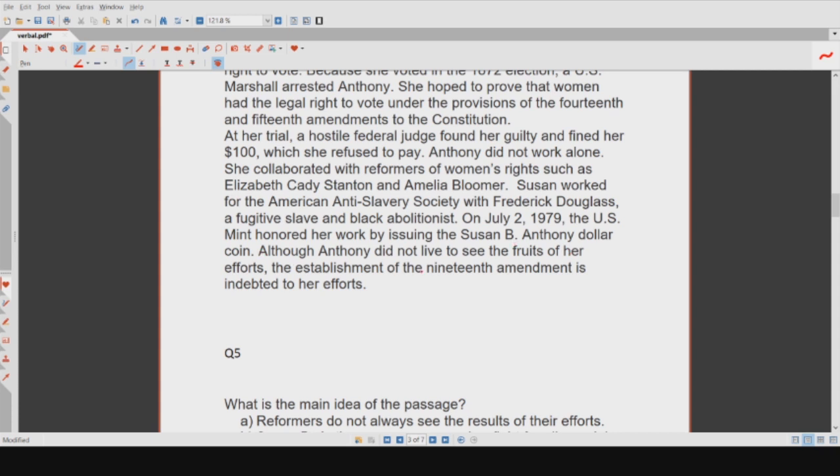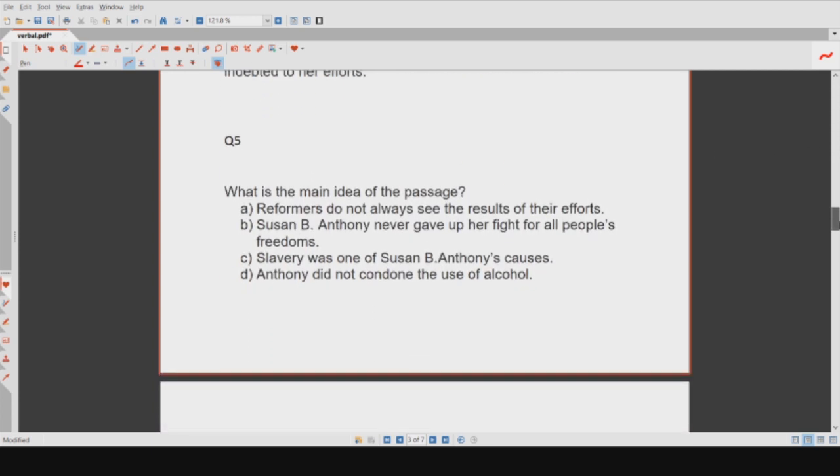Although Anthony did not live to see the fruits of her efforts, the establishment of the 19th Amendment is indebted to her efforts. So, after reading this complete paragraph carefully and with full concentration, next you have to move on to the sub questions that are given under the passage. So, the first sub question was, what is the main idea of the passage?